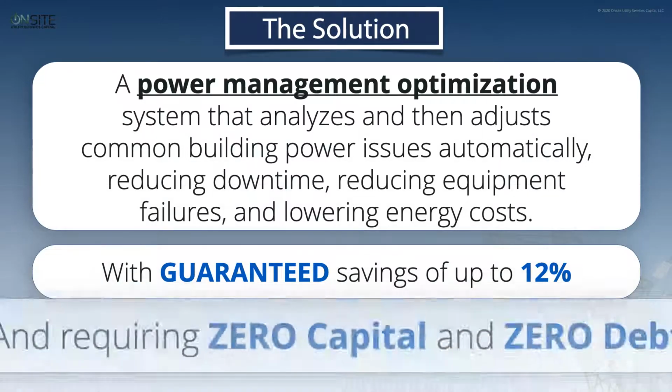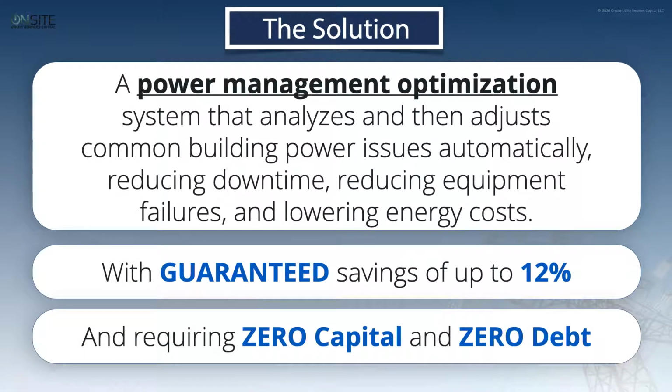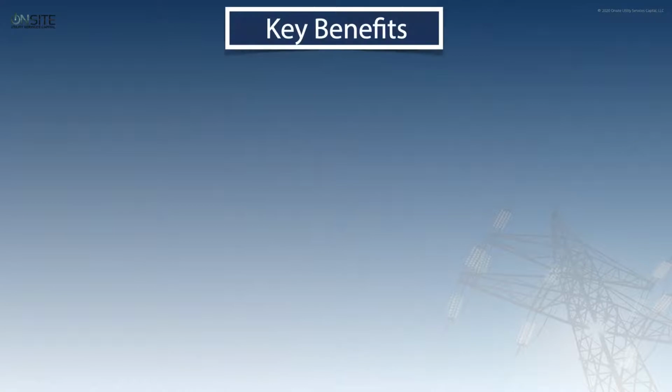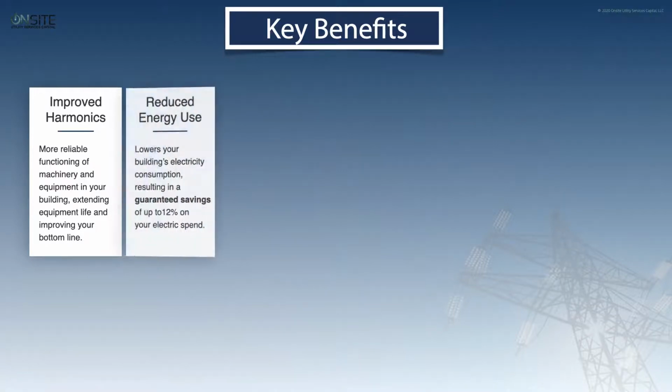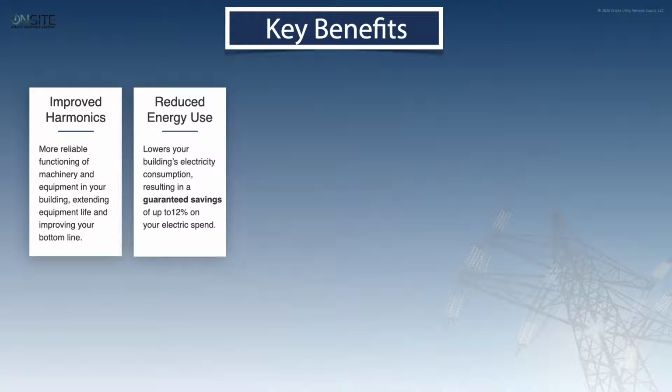And best of all, without requiring any capital or debt from you. So all those high energy and maintenance costs and high carbon emissions can be reduced while improving building value and tenant satisfaction. Power Management Optimization improves the harmonics of the power supply in your building, extending the life expectancy of your equipment. It lowers your building's electricity consumption with a guaranteed savings of up to 12% on your electric spend.